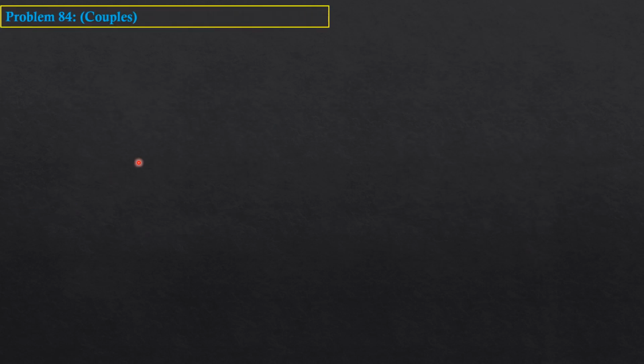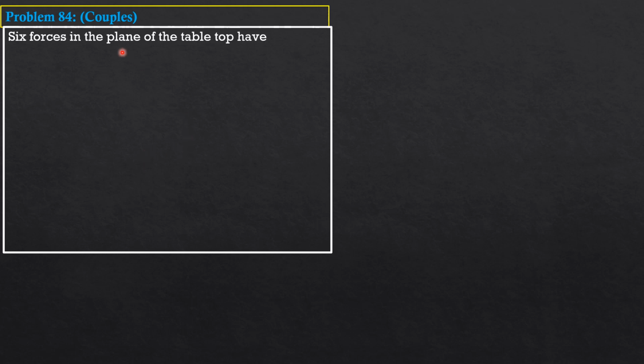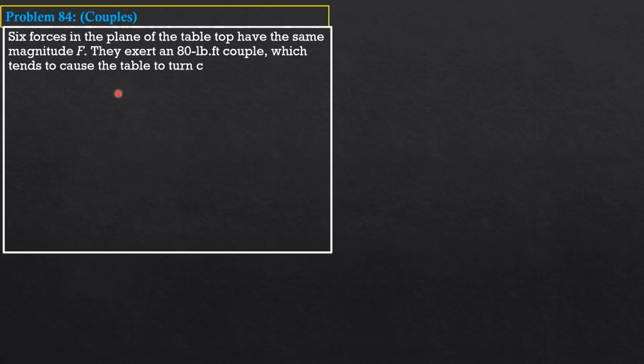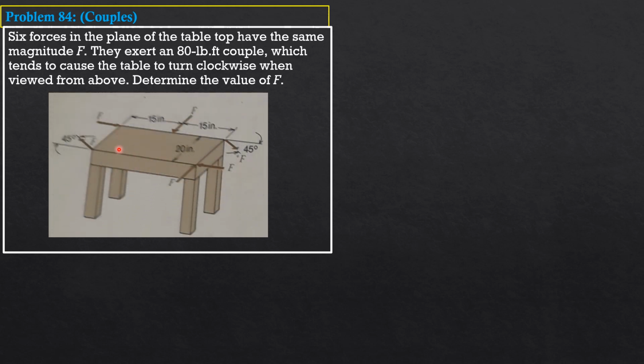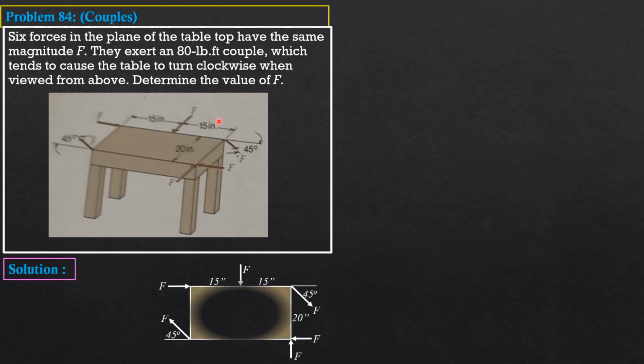Problem 84, still on couples. Six forces in the plane of the tabletop have the same magnitude F. They exert an 80-pound-foot couple, which tends to cause the table to turn clockwise when viewed from above. Determine the value of F. So let's draw the figure from above, or let's see the figure if we are positioning at the top of the table so that we can analyze it well.